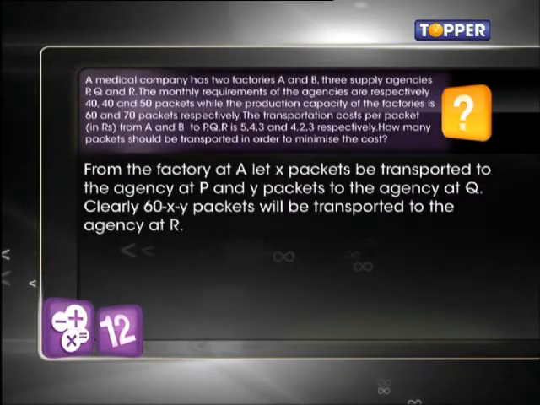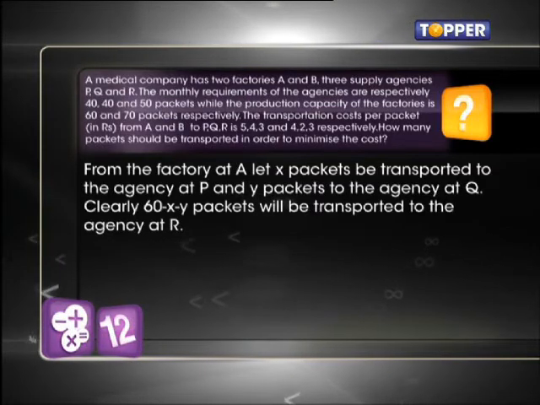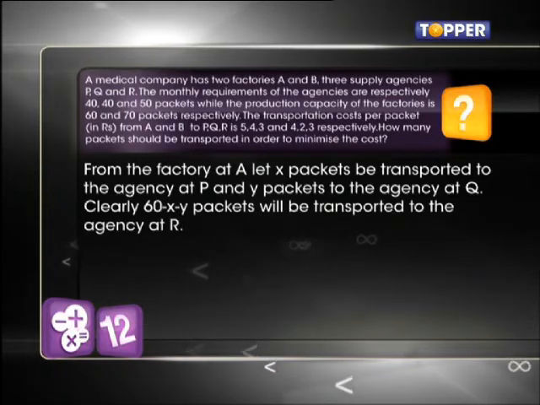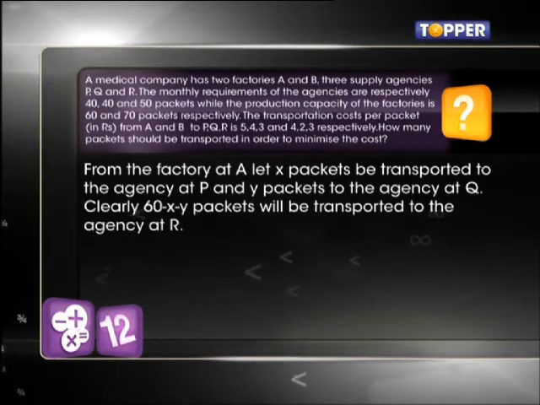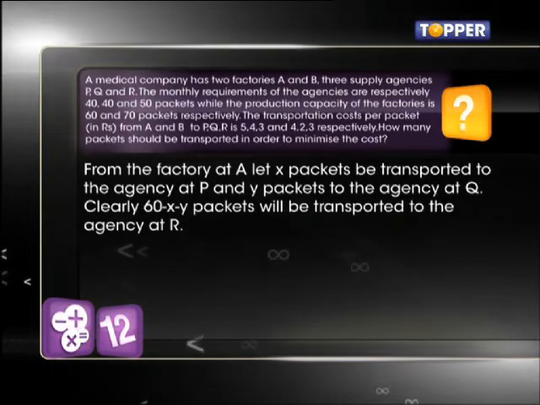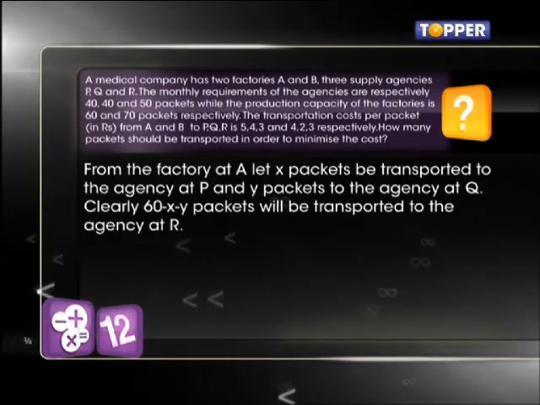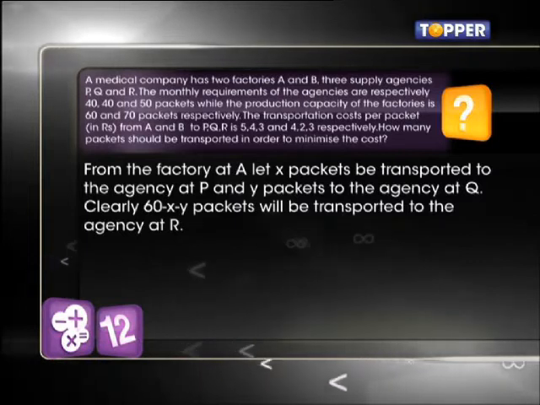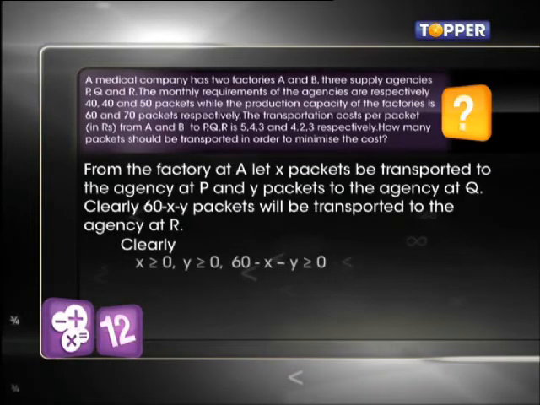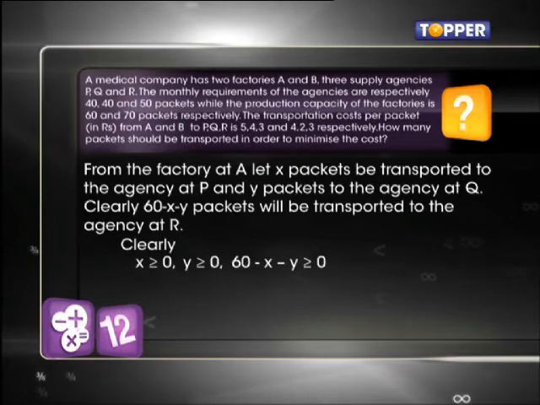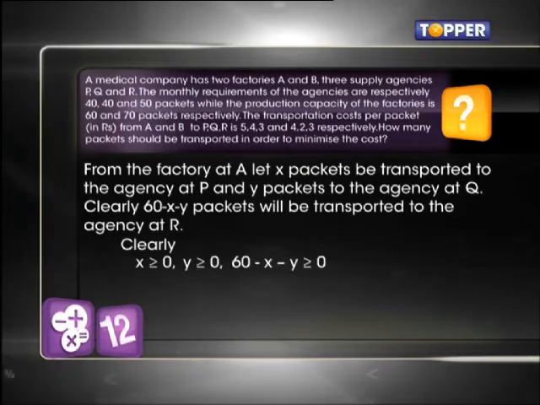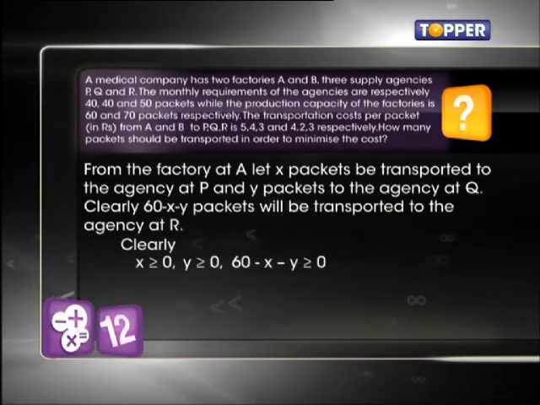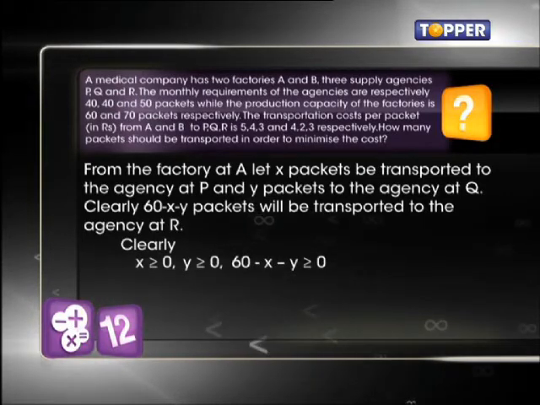From the factory at A, let X packets be transported to the agency at Q and Y packets to the agency at Q. Clearly, 60 minus X minus Y packets will be transported to the agency at R. Obviously, X is greater than or equal to 0, Y is greater than or equal to 0, and 60 minus X minus Y is greater than or equal to 0.